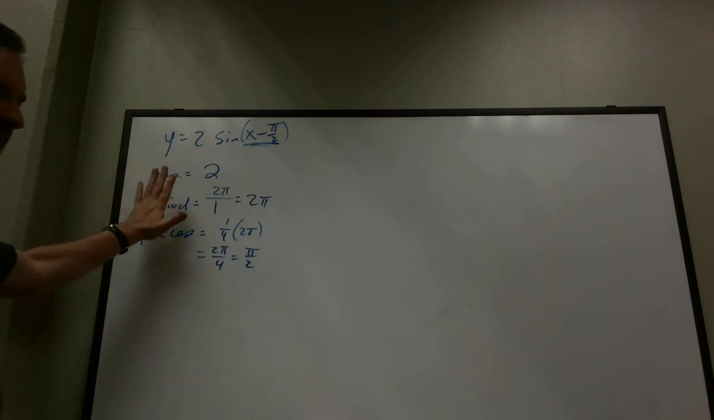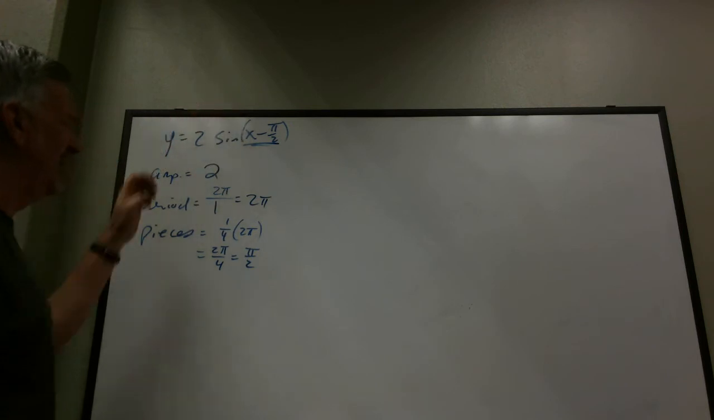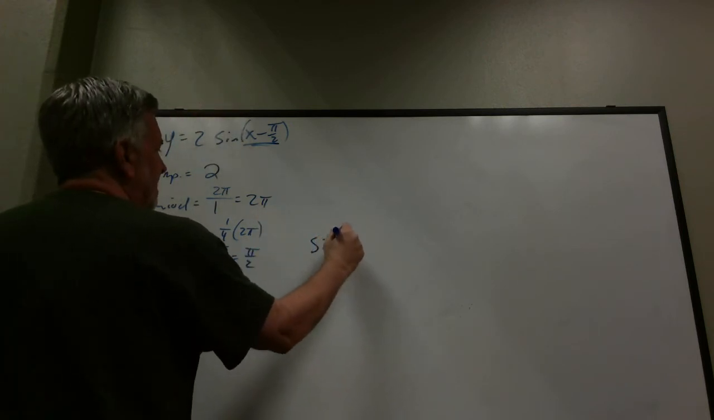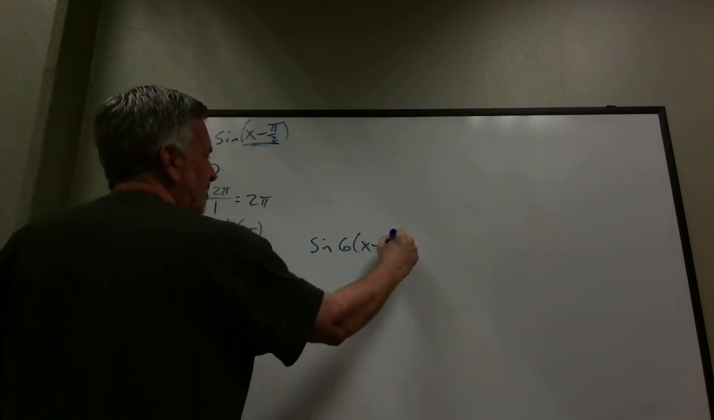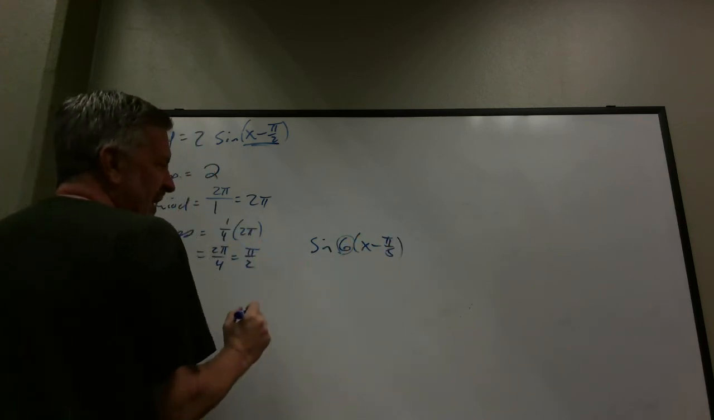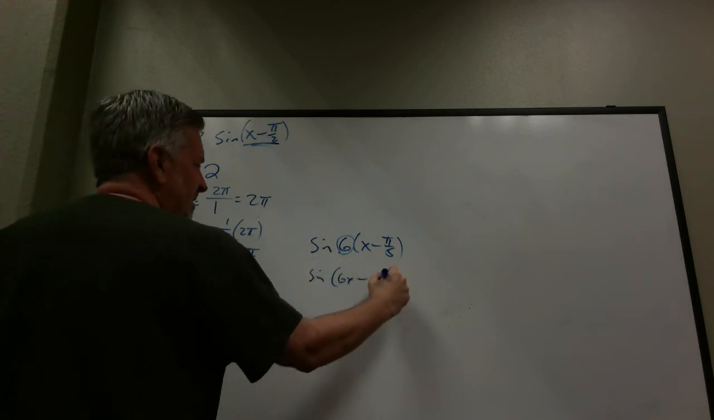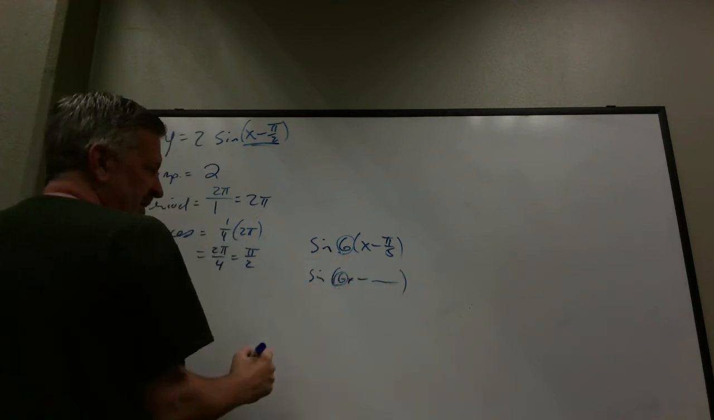Okay, so this is everything we've done before. Again, getting the b, what I call b, is a little different here. I mean, if the problem had been sine of 6 times x minus pi over 5, the period would have been 2 pi over 6. Right? Or if it had been sine of 6x minus something, there's your b, it's still 6.